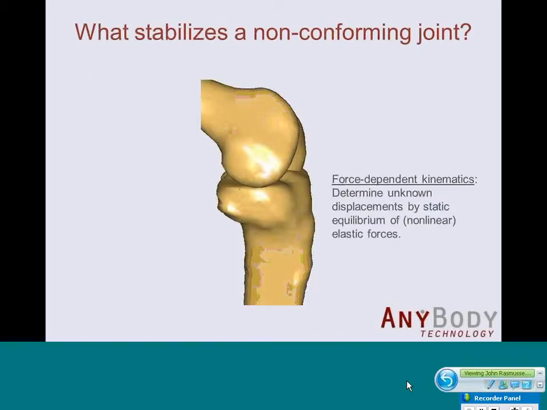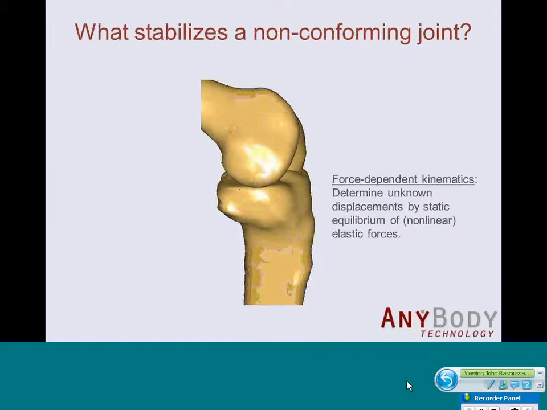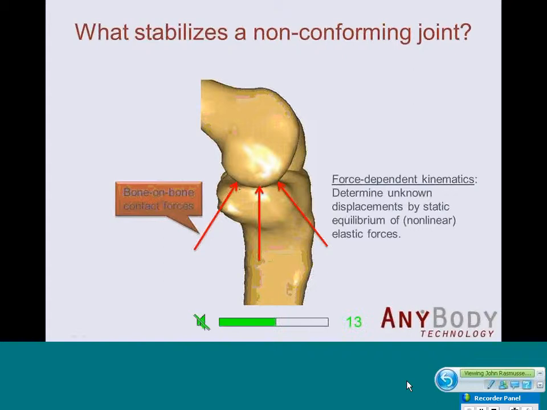So what is it actually that stabilizes a non-conforming joint? Well, in the case of the knee, even though the knee is non-conforming, there are still some stabilizing factors, because otherwise the lower leg would fall off the thigh, and that doesn't happen. So there must be some stabilizing elements in the knee that actually keep it together. And of course, those stabilizing elements can be the forces between the bones. This is what in classical biomechanics is often called bone-on-bone contact forces, and that is one of the things that are keeping the knee stable.